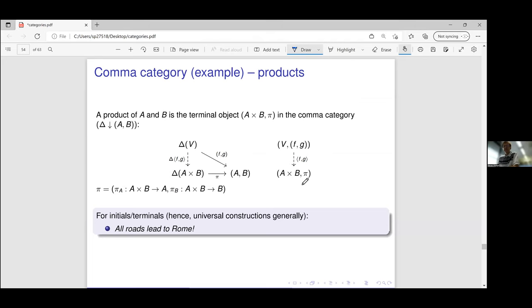And the terminal object means that in all such situations, all the other possible squares, all the other possible objects, factor or point to or end up at the universal morphism. And the way to think about this for initial and terminal objects, hence universal construction generally, is that all roads lead to Rome. In other words, every such universal morphism can be re-expressed this way as either an initial or a terminal object. And that's how we get back to this relationship between morphism and object.